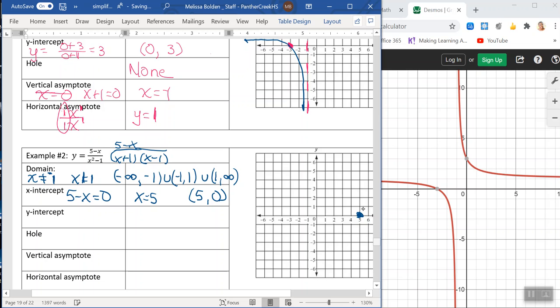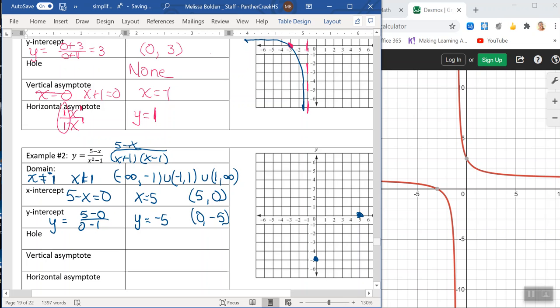I'll just put that there. For my y-intercept, I make all my x's 0, so y is equal to 5 minus 0 over 0 minus 1, or 0 squared, but it's still 0. So 5 divided by negative 1, my y-intercept is negative 5, and I write that as an ordered pair, (0, -5). So we go down here and we put that.